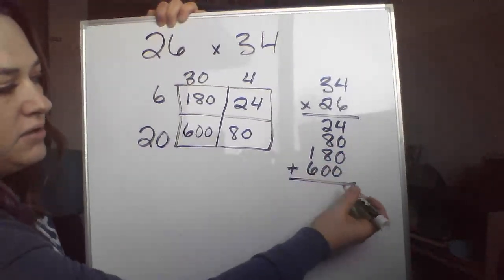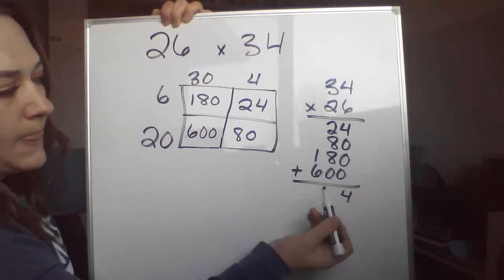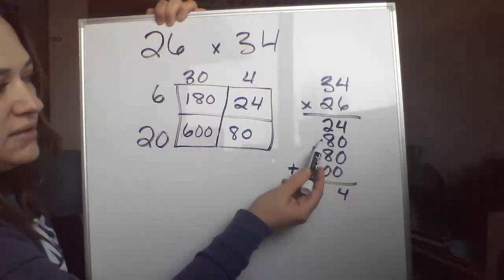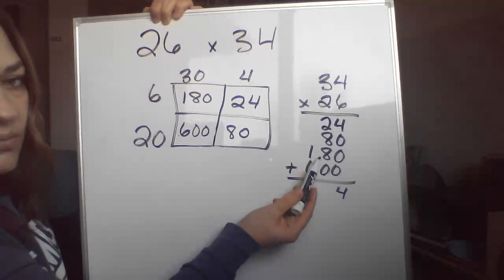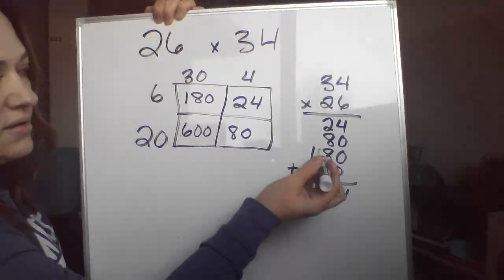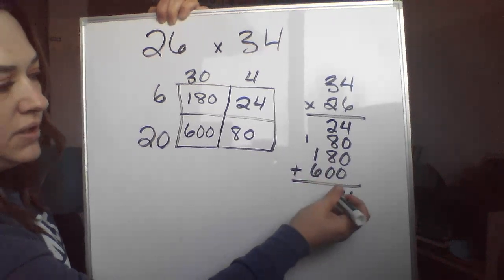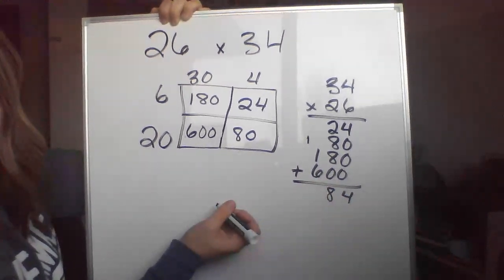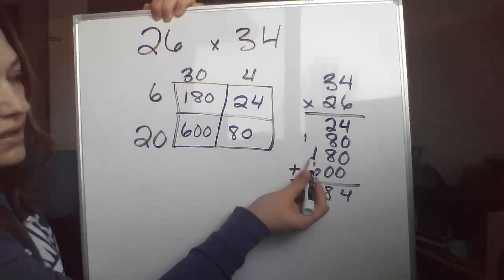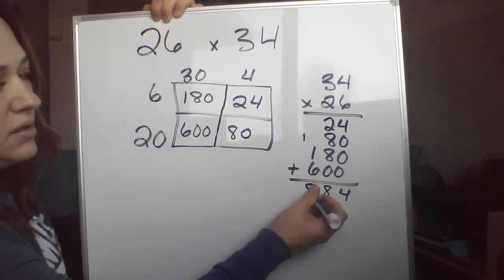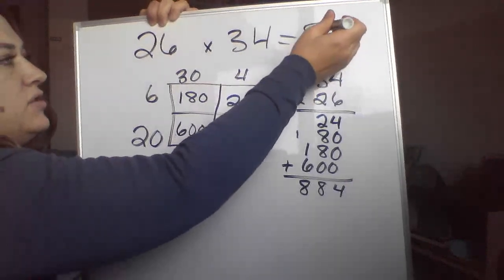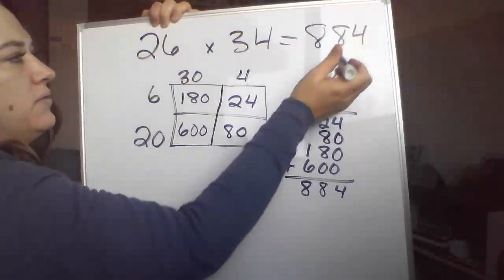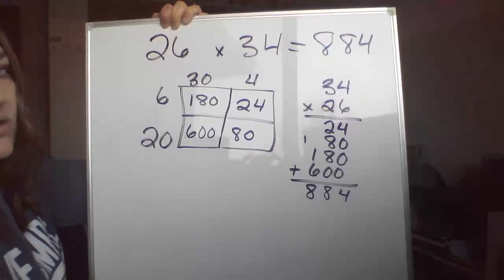So 4, nothing to add there. So I have 8, 2 plus 8, that's going to give me 10, plus 8 more is 18. Carry my 1, bring down my 8, and then we have 6, 7, 8. So my final product is 884.